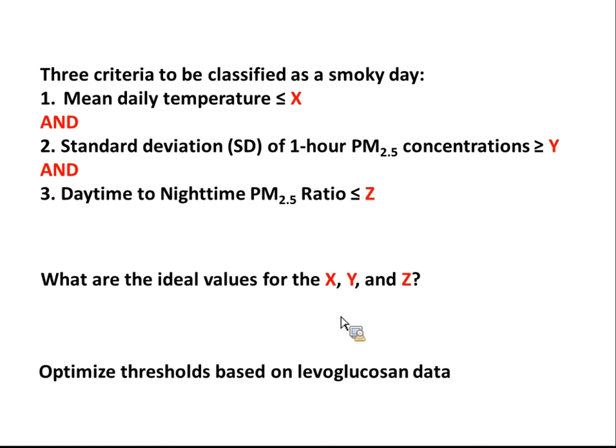So we've got to classify on these three criteria: mean daily temperatures, standard deviation of the 1 hour PM2.5 concentrations, and the daytime to nighttime ratio. The question is, for these values of X, Y, and Z, what are the optimal values to choose for this algorithm, where we want to call a day smoky if the temperature is less than or equal to a certain value, if the variability is higher than or equal to a certain value, and if the daytime to nighttime ratio is less than a certain value? What should those three certain values be?